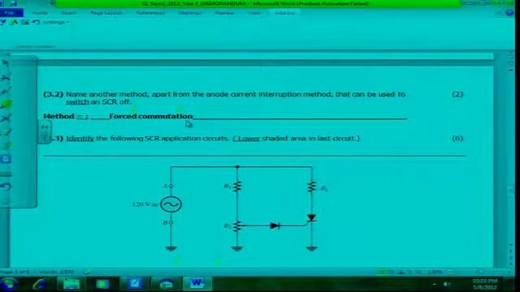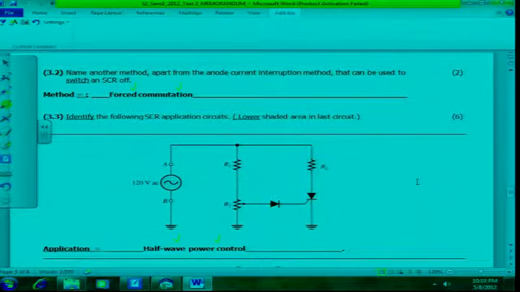You won't believe I even made a joke while we were discussing this. I said a lot of students tell me that it's forced communication. That's what I normally do with you. And a lot of students still wrote forced communication. Then, of course, you didn't get the mark. All right, so for forced commutation, you got 2 marks.